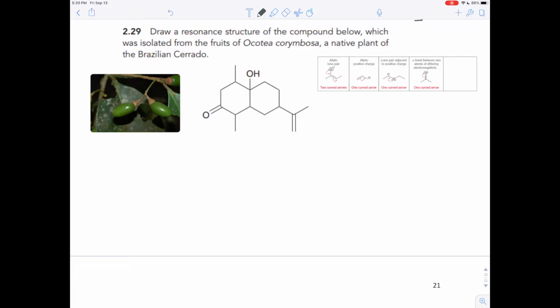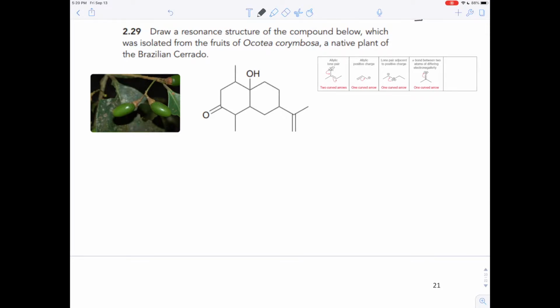Exercise 229 is asking you to draw the resonance structure of a certain compound that you can get from the fruit of this Acatea corymbosa plant, which is a native plant of the Brazilian Cerrado. So these fruits have this molecule jiggling around in them, among a million other molecules, but they have this special molecule jiggling around in them. And for our purposes, we just want to draw the resonance structure of this.